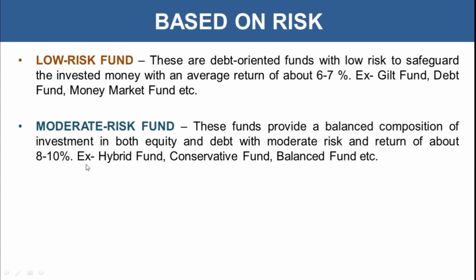Now because some amount is invested in equity instruments and some amount is invested in debt instruments, it provides a moderate return of about 8 to 10%. Some examples of moderate risk fund will be hybrid fund, conservative fund, balanced fund, etc.